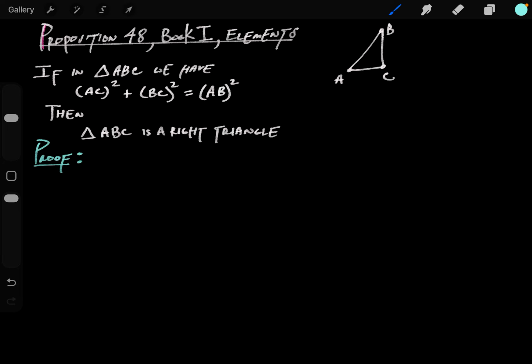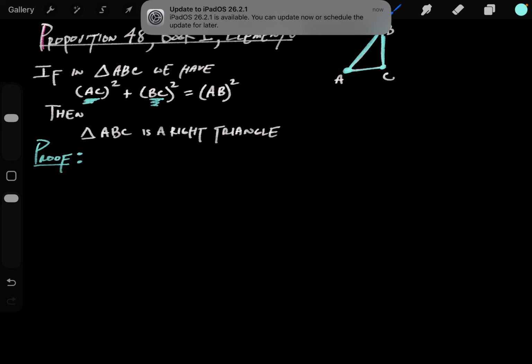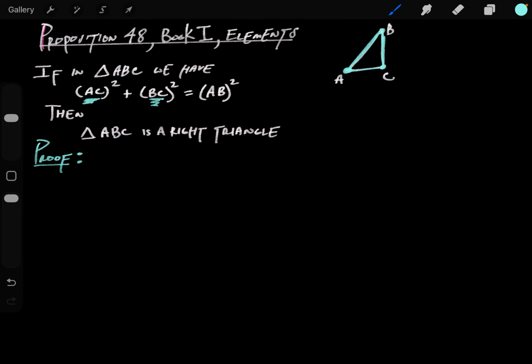Okay, so here we have Proposition 48, Book 1 of Elements. It says that if you have a triangle with AC squared, where AC is the distance between A and C, plus BC, the distance between B and C, squared, equal to the distance between A and B squared, the third side, squared, then you know for sure that this triangle is a right triangle.